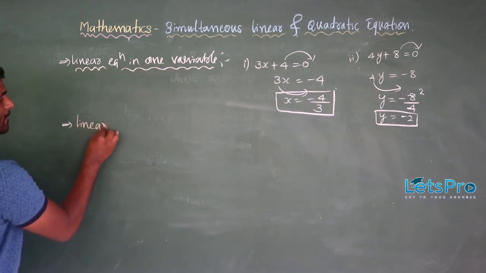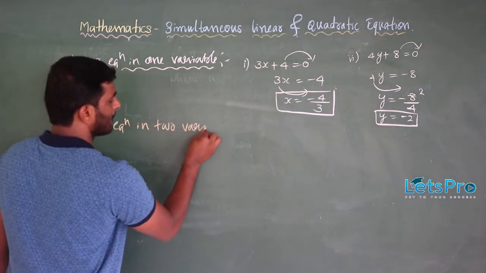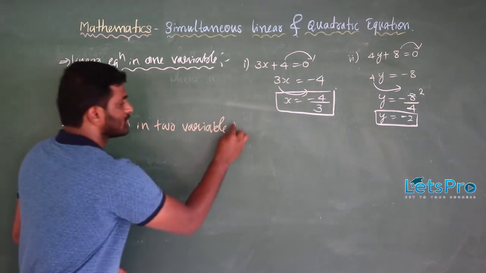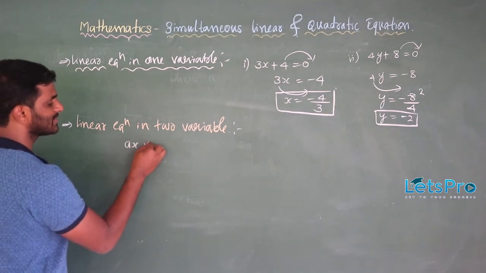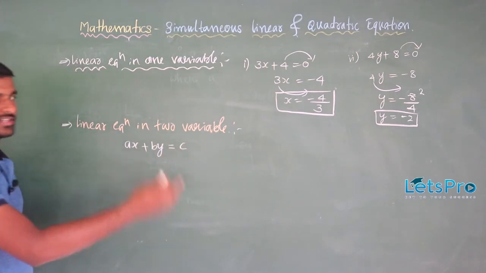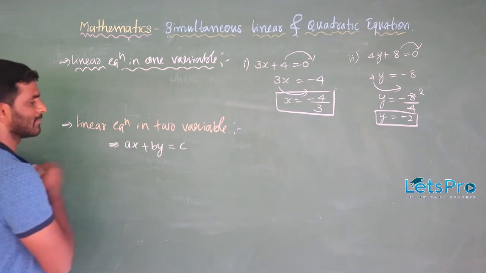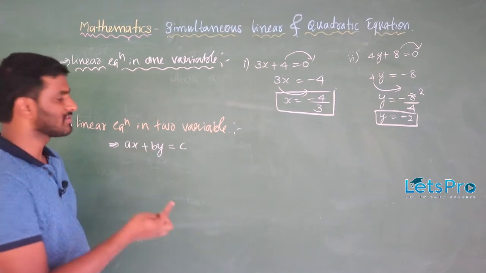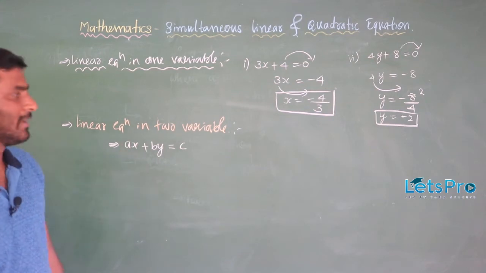But if it is two variables, the next one is a linear equation in two variables. This is what a simultaneous linear equation. So there are two variables. For example, the first equation is ax plus by is equal to c, constant. So there is an x variable and a y variable. This is what a linear equation in two variables. Here a and b are constants and c is also a constant. The coefficient of x is a, the coefficient of y is b.